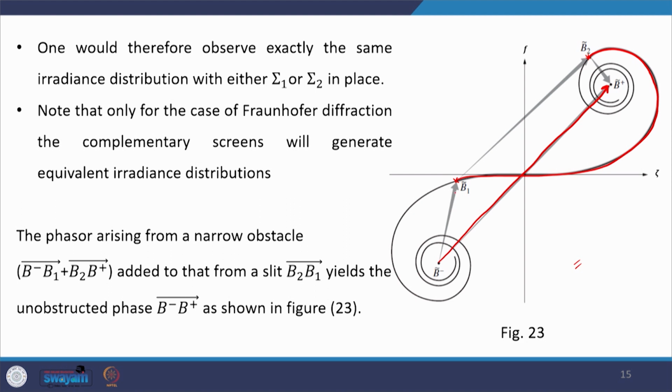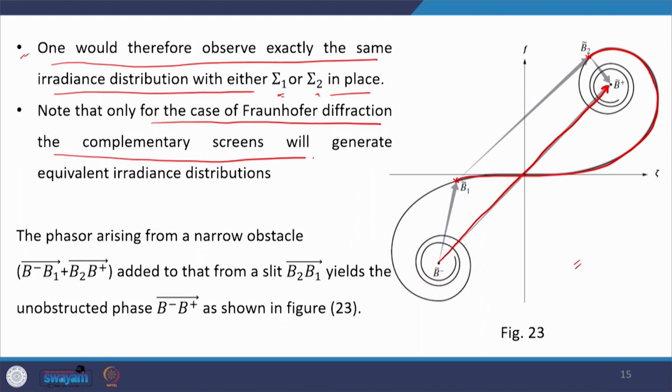One would therefore observe exactly the same irradiance distribution with either sigma plus or sigma minus in place, where sigma plus and sigma minus are complementary screens. Note that only for the case of Fraunhofer diffraction will the complementary screens generate equivalent irradiance distribution, while in the Fresnel regime the irradiance would not be exactly equal, or the Babinet principle would not be exactly true. It would be more accurate if we are in the Fraunhofer domain.